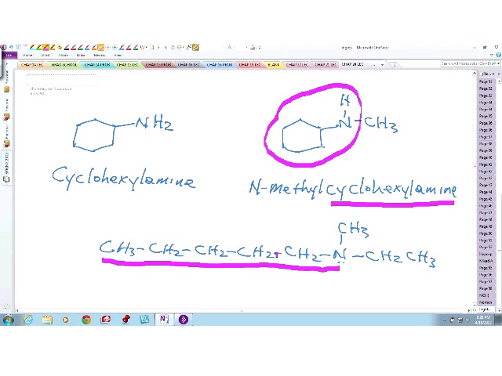So how many carbons is that? 5. Okay, so that would be pentylamine, right? And so therefore this name becomes what? N. You have to follow alphabetical order. N-ethyl, N-methyl, pentyl. Very good. Or you could say pentanamine if you want to use the second scenario.